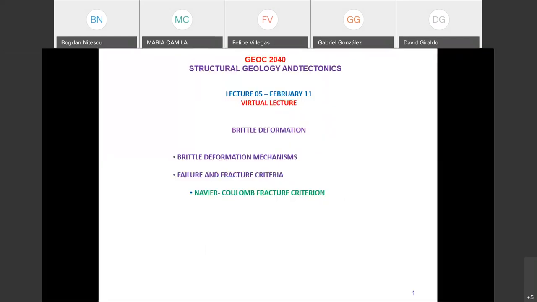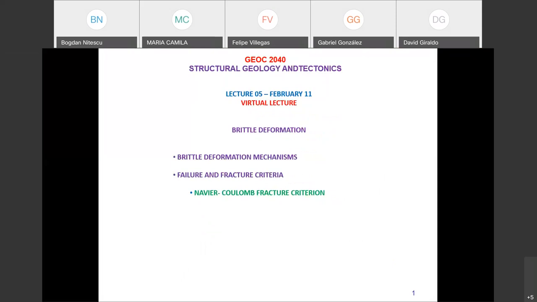So this is our fifth lecture. We start discussing brittle deformation. And we will discuss the deformation mechanisms, brittle deformation mechanisms. And then we'll start discussing the failure and fracture criteria.